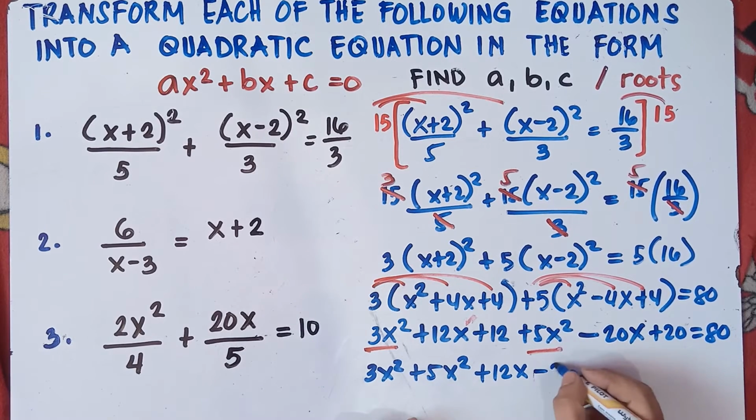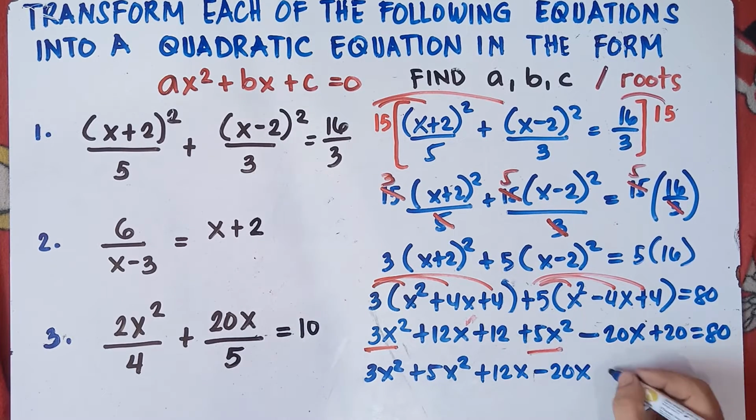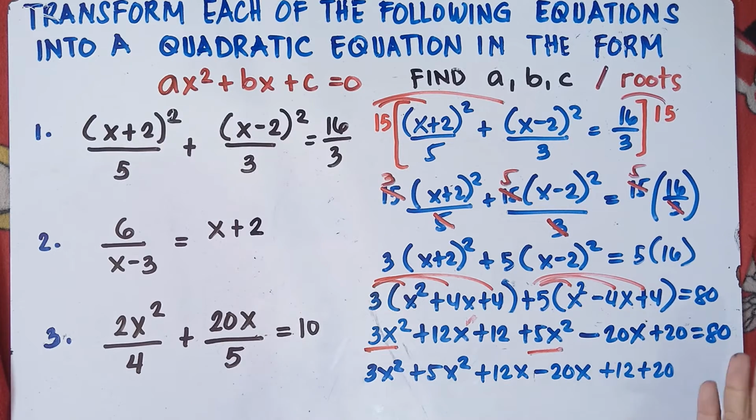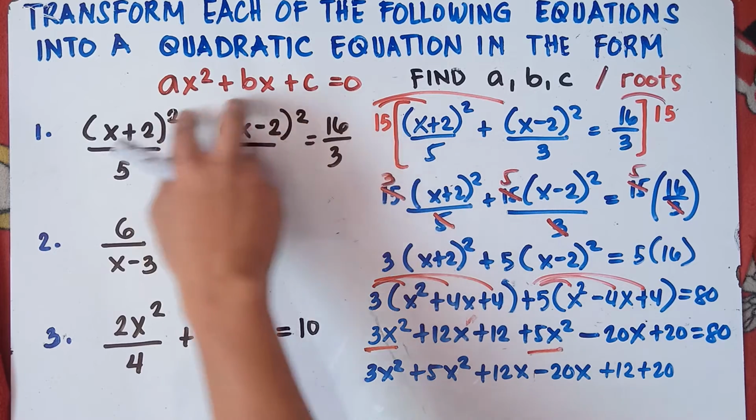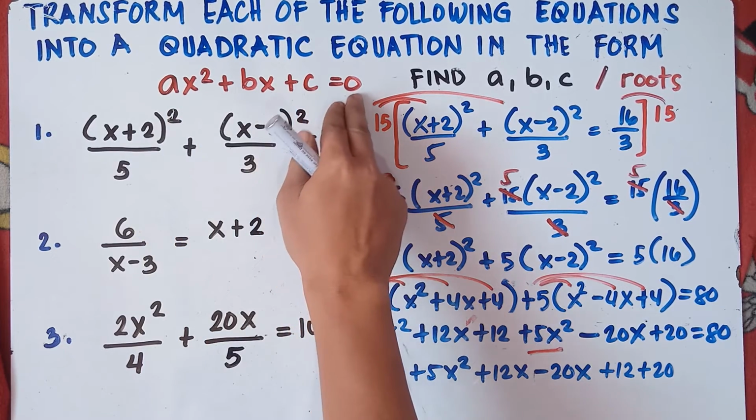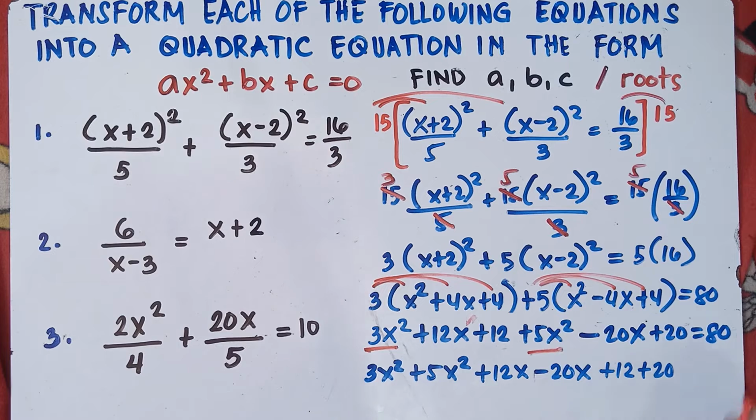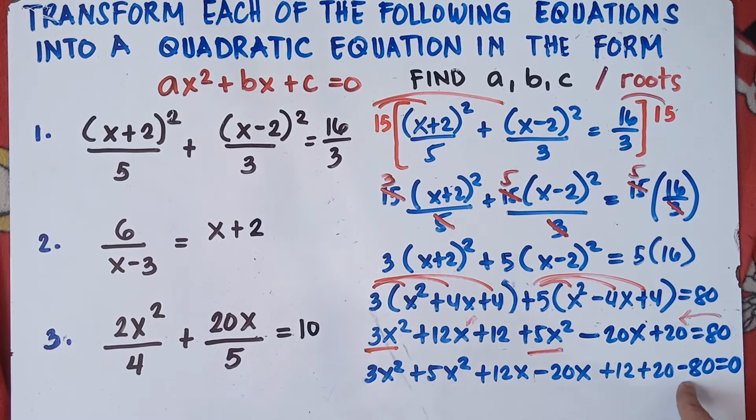Alright, I hope you're still with me, class. Negative 20x, then positive 12, then positive 20, and then we transpose this 80, class, from right to left, because our equation will be on the left side of this equal sign. Check this one because the right side should be equal to 0. So we transpose this 80 from right to left. It will be negative 80 equals 0. So our last equation, class, will be 0.